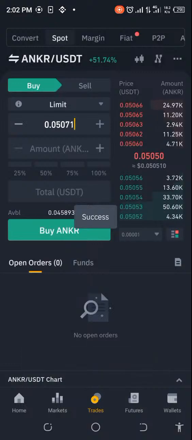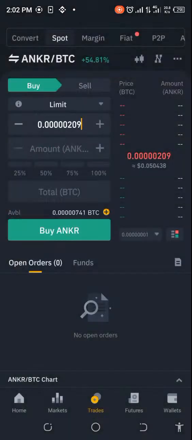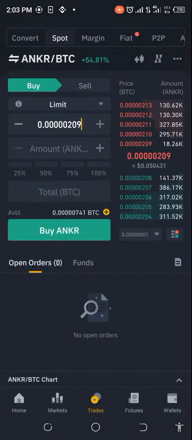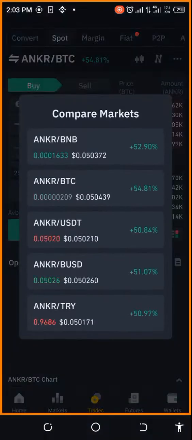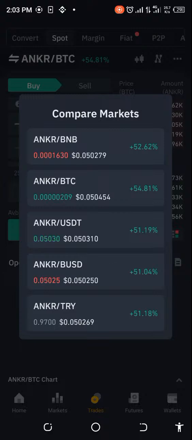Awesome. We have gone ahead and bought it at 0507. Okay, so let's go to the compare markets and pick BTC. Let's check what it is because we want to make sure that we don't sell at a loss. So it's currently on 0504. I'm just going to wait a little for it to get to 0510. Once it gets there, I'll be back to place my sell.